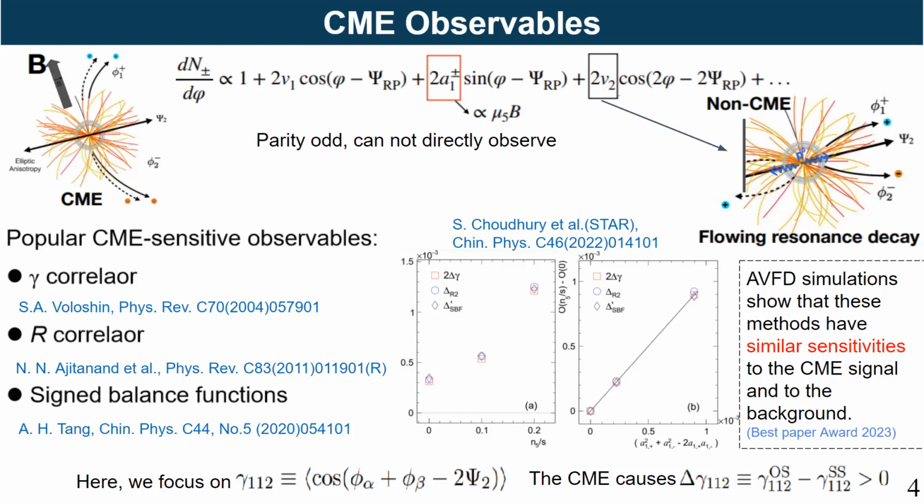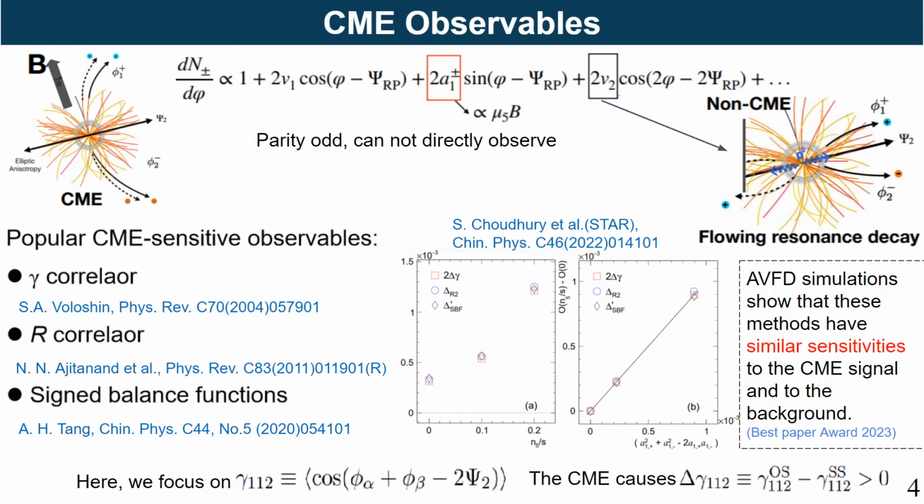So what we do is look at the event-by-event fluctuation of this quantity and compare it with some baseline. If we have some actual fluctuation, it means you have evidence of the charge separation. On the market, we have several popular CME observables. The first one is the gamma correlator. I will explain more later. And also the R correlator and the sign balance function. Every time people invent a new correlator or a new observable, they claim it's a better one, and the old one is like rubbish.